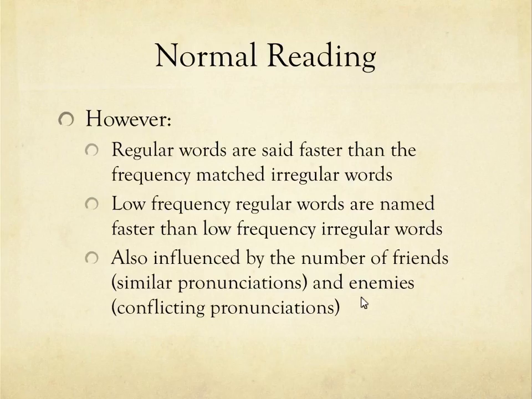Low frequency regular words are named faster than low frequency irregular words, but it's also influenced by the number of friends. So things with similar pronunciations make you go faster, and the number of enemies, things with different pronunciations, make you go slower. So they're called friends and enemies when we're talking about sound. So that implies that not only is the GPC side using lexical information for pronunciation for those non-words, the lexical side appears to use some sound rules for processing regular and irregular words.